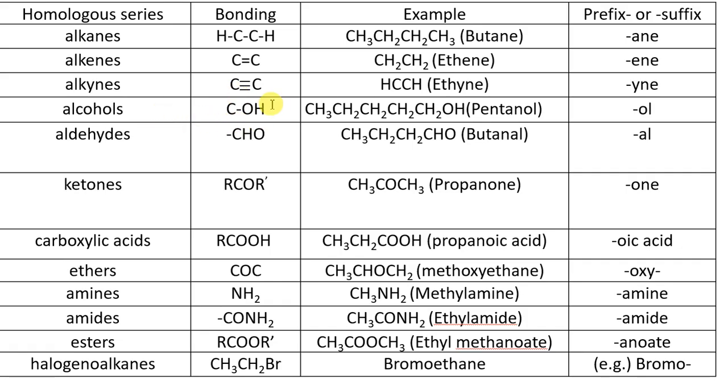Alcohols, C-OH. Pentanol tells me 5 carbons, then the OH. And aldehydes, butanal, it's a C double bond O at the end of a chain. Ketones, C double bond O in the middle. My suffix is predictable, coming from the name of the homologous series. Carboxylic acid, COOH, on the end of a chain, oic acid.